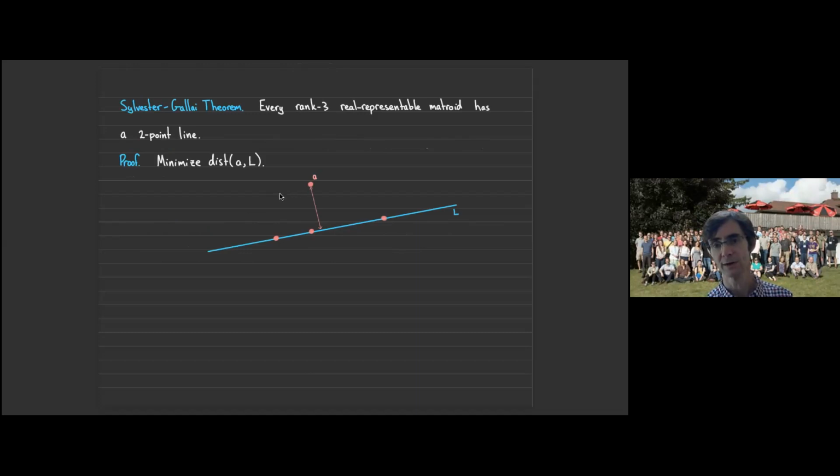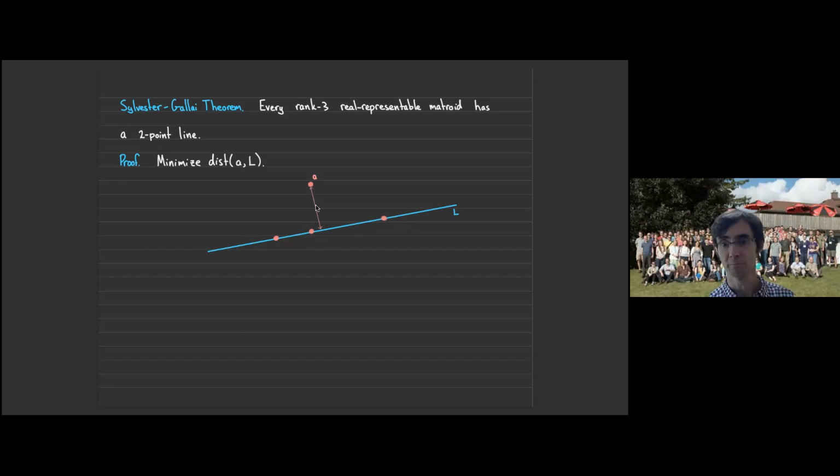So what you do is you look at the lines in your matroid and the points, and you take a point and a line that doesn't contain it, you take them at minimum distance. So among all points and lines that don't contain that point, you minimize the distance in the plane. And now if I don't have a 2-point line, then that line is going to have length at least 3.